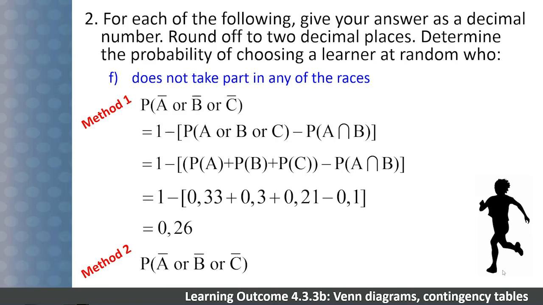For the second method, we can simply use our answer from question 1, where we saw that there are 18 learners who did not run any of the races. Therefore, 18 divided by 70 is 0.26.